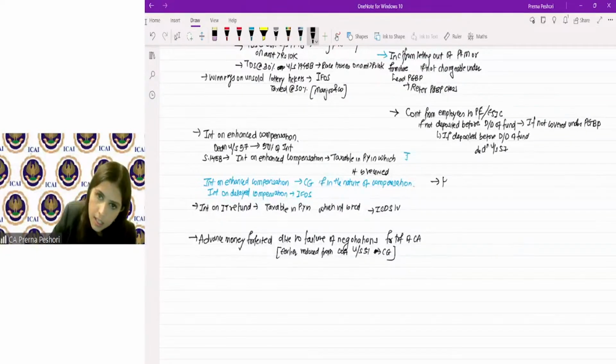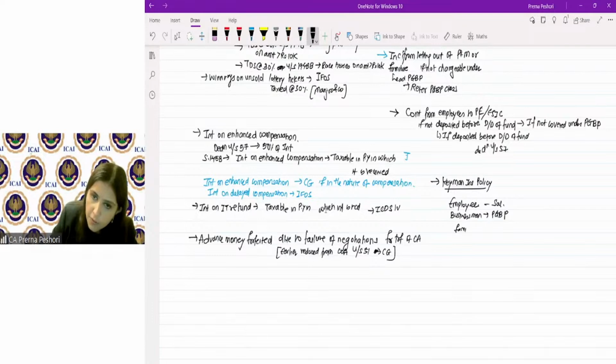Then next one is keyman insurance policy. Now, for the keyman insurance policy, again, this is something which is covered over here. In the case of keyman insurance policy, the amount that is received, for example, by the employee, that is covered under the head salary. If it is received by the businessman, then it is under PGBP.